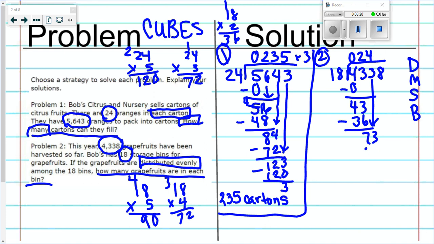Okay. Now we're going to subtract and bring down once more. Oh, and now 18 will go into 18 one time. Now I need to go back to the problem. I need to see what that 241 actually represents. It represents how many grapefruits are in each of the 18 bins. So I need to label that as 241 grapefruit.